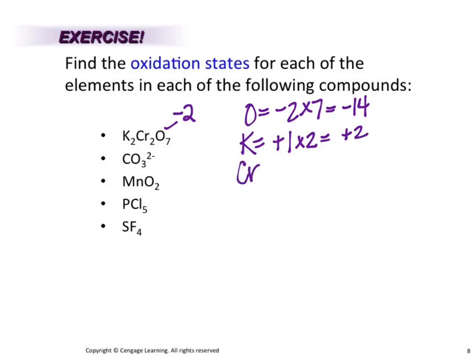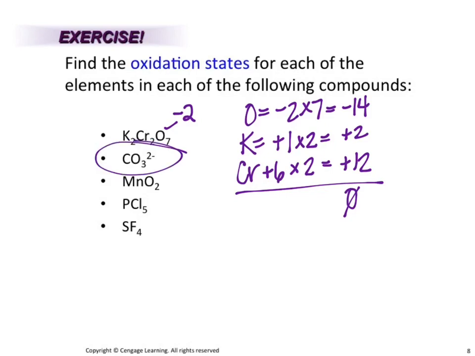So chromium, there are 2 of them. So it has to be a number where overall equals 0. So chromium has to be not -6. It has to be a +6 to give me a +12. And hypothetically speaking, if this compound was in parentheses with an Na2, then instead of going to 0, we would try to make it to the charge.